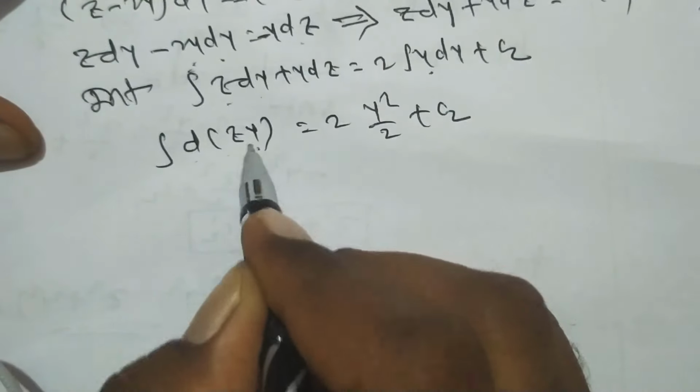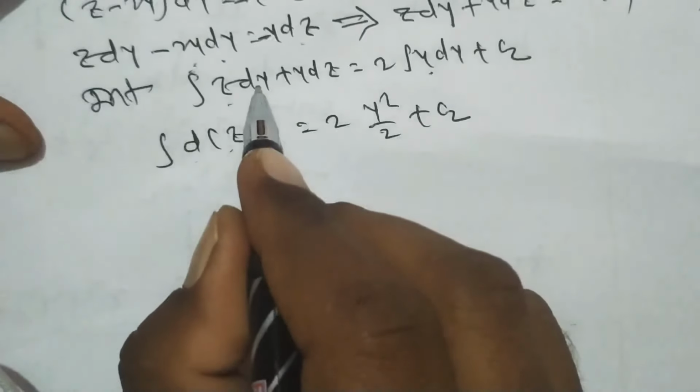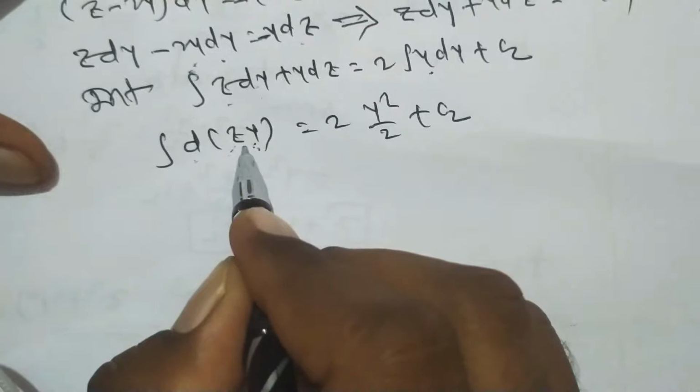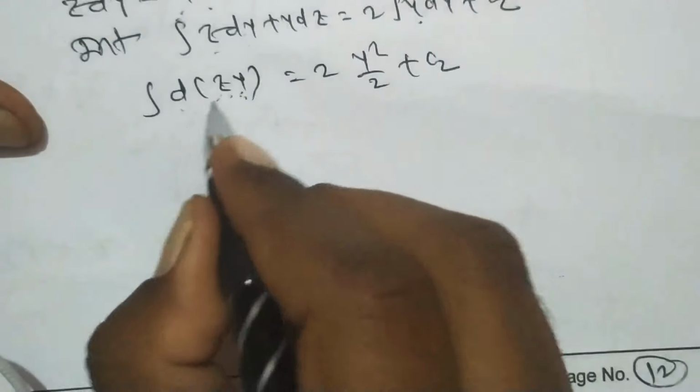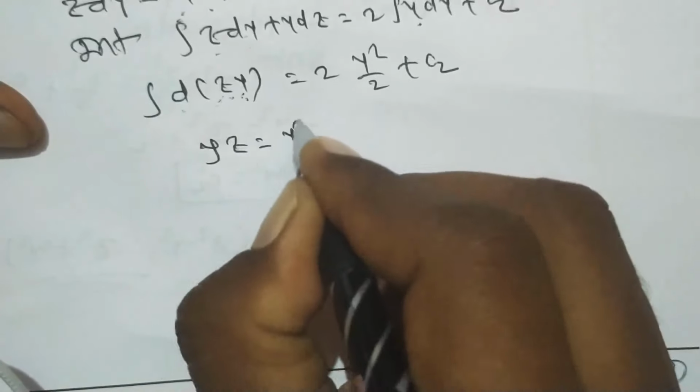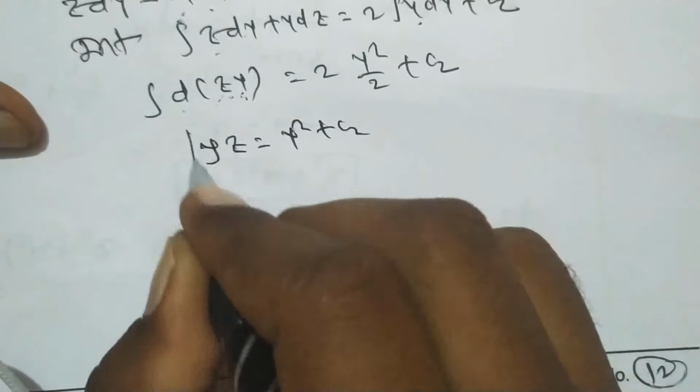Using the u d v rule, suppose z, as it is, its derivative is dy, plus y as it is, its derivative is dz, that is the derivative of zy. If we take integration, then the derivative and integration get cancelled, so this is yz equal to y square plus c2.